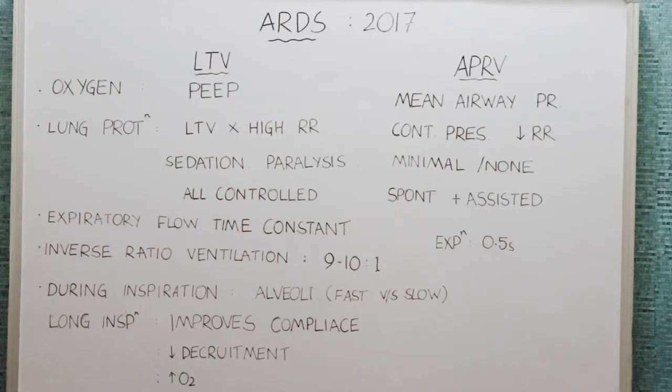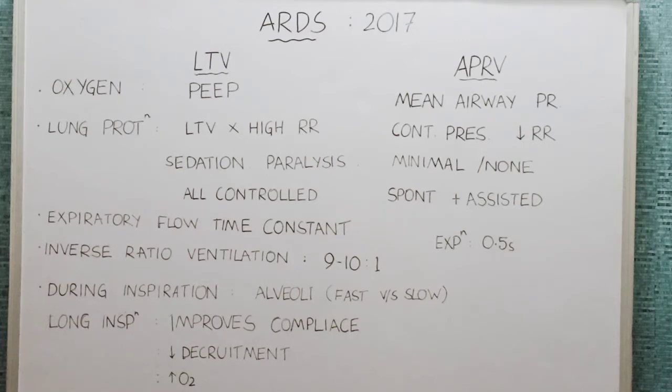So with a target plateau of 30, we may be able to achieve much higher mean airway pressures in the APRV mode compared to the low tidal volume mode, because APRV is all about inverse ratio ventilation. We have an IE ratio somewhere like 9 to 10 is to 1. So maybe you are spending 5 seconds in inspiration and just 0.5 seconds in expiration.